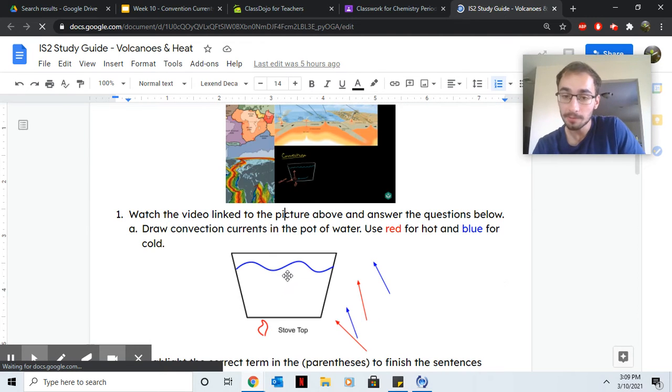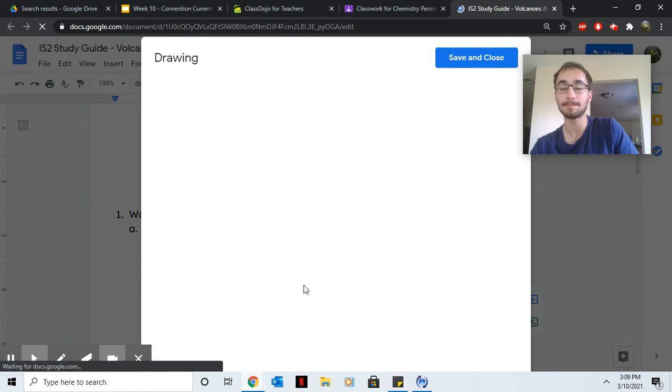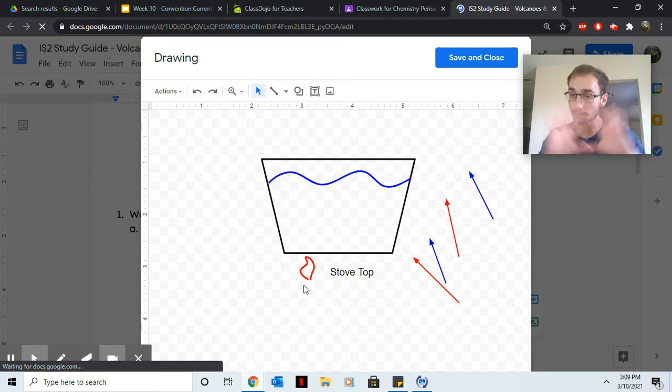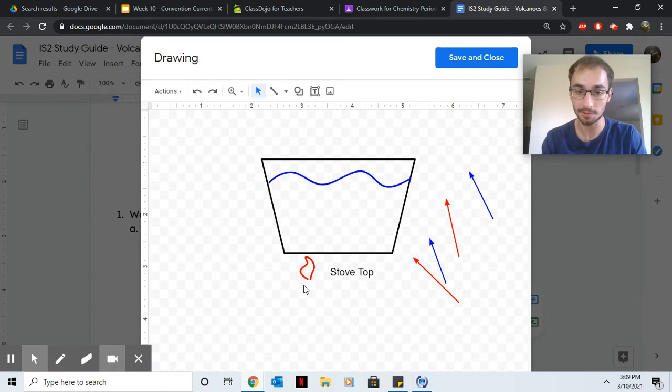So how it works, you're going to double click on this picture to edit it. The red arrows mean hot, blue arrows mean cold. First things first, find the heat source. So I have a little stove here and then a flame. So the flame will be the heat source.